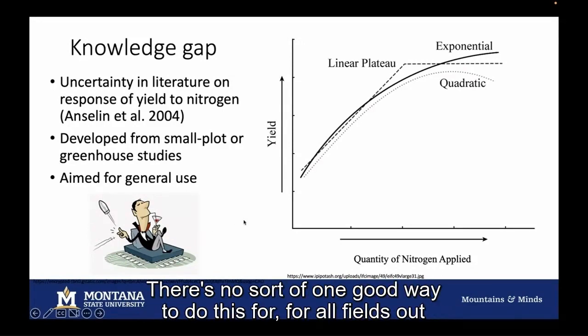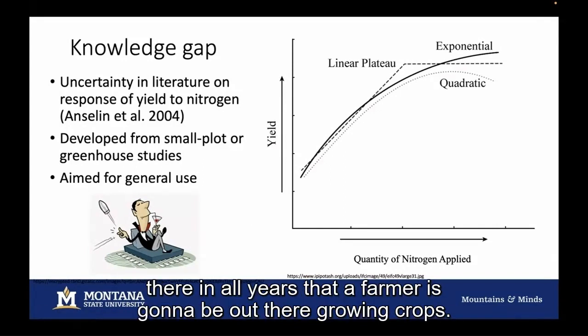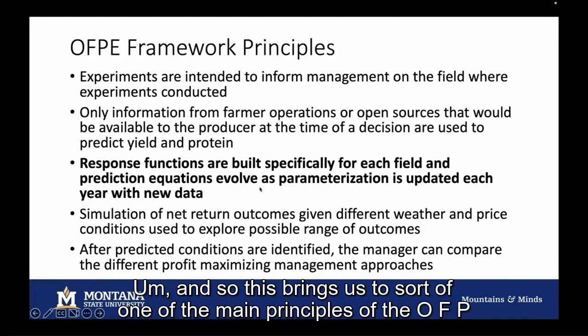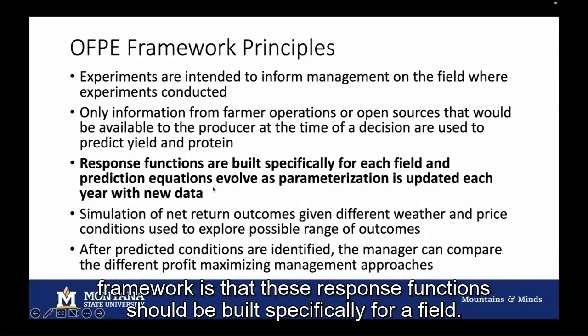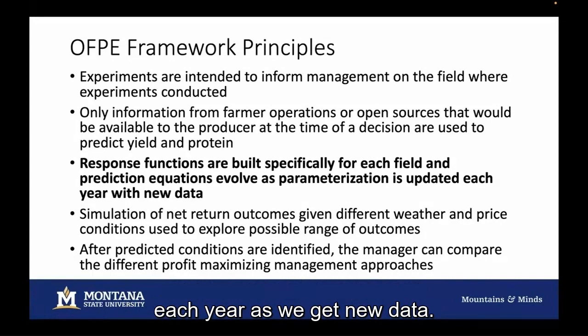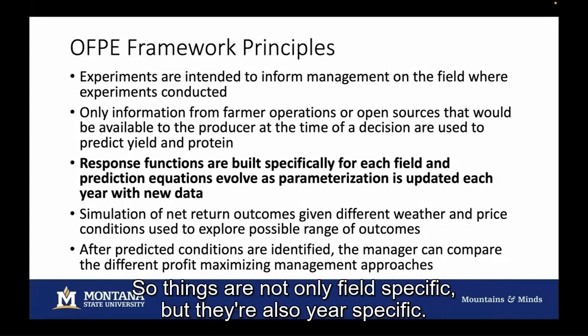There's no one good way to do this for all fields out there and all years that a farmer is going to be out there growing crops. And so this brings us to one of the main principles of the OFE framework, that these response functions should be built specifically for a field, and the prediction equations that we use need to be updated each year as we get new data. So things are not only field specific, but they're also year specific.